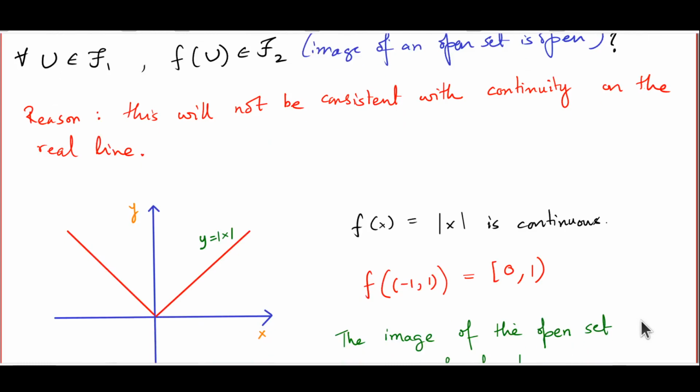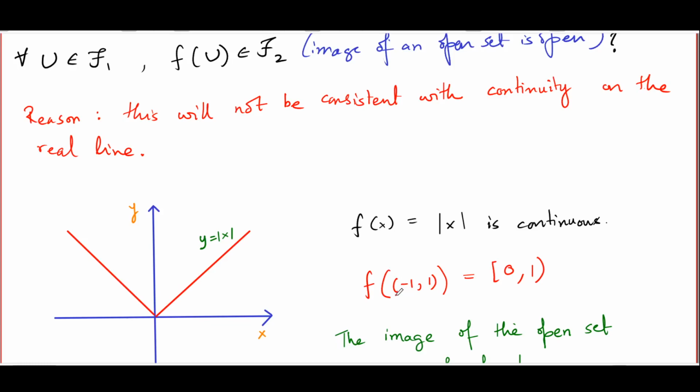Consider a very familiar function, modulus of x. Now this is a continuous function. It's a continuous function according to the epsilon-delta definition applied to functions on a real line. It's also continuous according to the obvious common sense notion that you can draw the graph of this function without ever lifting pen from paper. So this is definitely continuous.